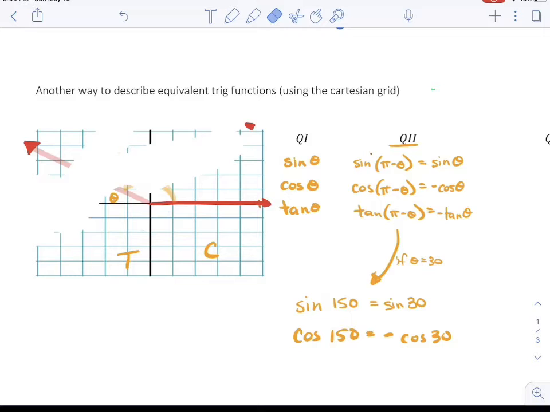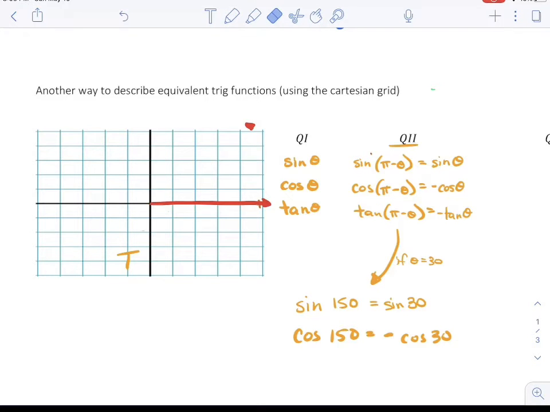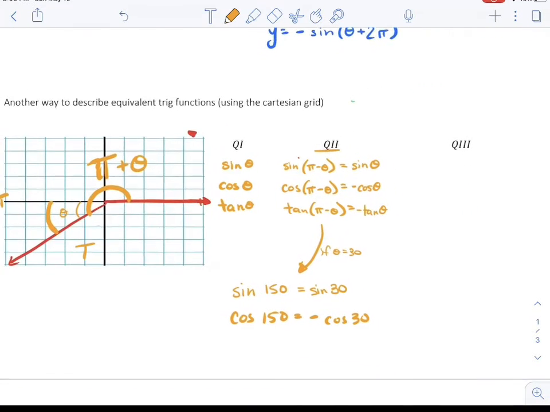We'll continue in quadrant 3. Now let's suppose we're here. Our related acute angle, once again, is the angle that's created here, theta. But I want to know, what's the big angle that we have here? That's our principal angle. Well, in this case, we know pi is right across the x-axis on the far left. So we're at pi plus theta. So the big angle is pi plus theta.